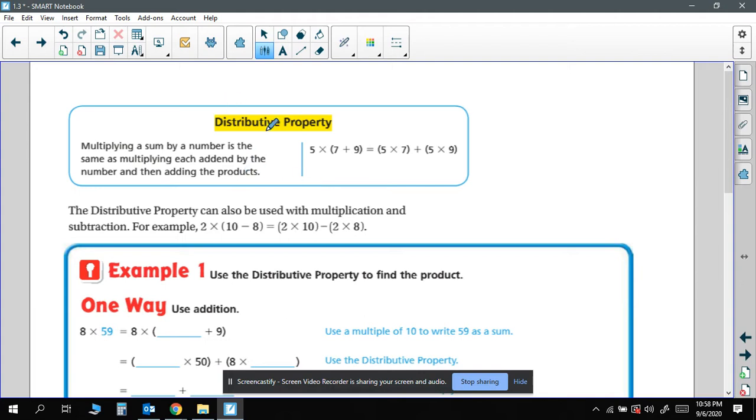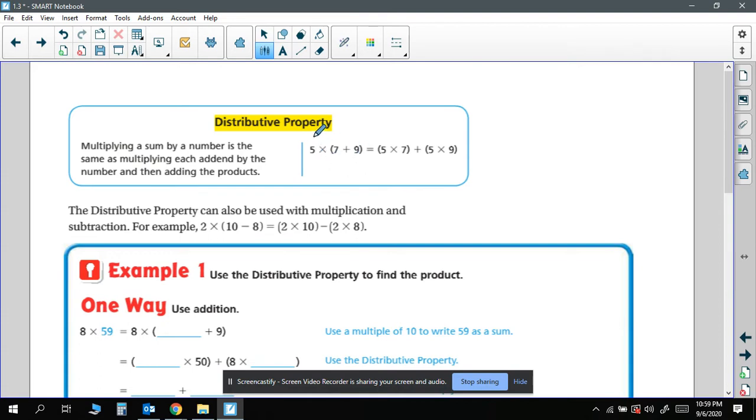So let's take a look. The distributive property: multiplying a sum by a number is the same as multiplying each addend by the number and then adding the products. Now, you're probably saying to me, what in the world does that mean, Miss Hummel? I get it. That is a very confusing definition. So what I'm going to do is I'm going to break it down for you. So they're saying we're going to multiply a sum by a number. So if you look here, we'd have to find the sum of, and that's how you read that, the sum of 7 plus 9 times 5.